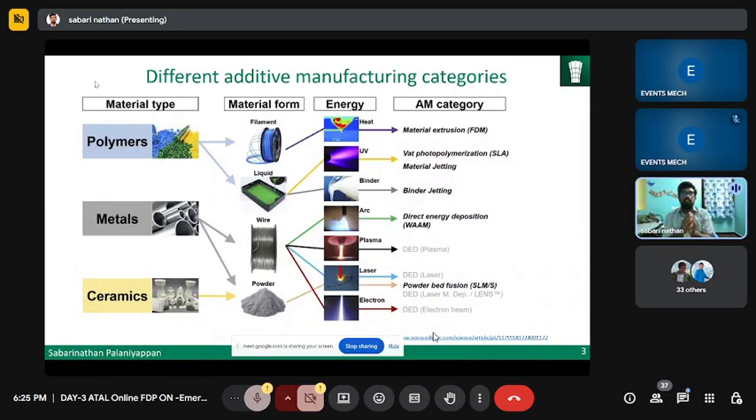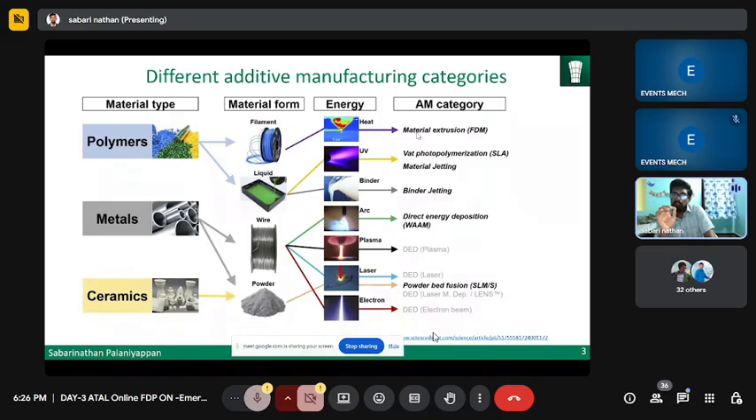Combining all these things, I will tell you the processes. The first one is the material extrusion process, which is nothing but the FDM process. In this process they use two different forms of material: one is filament, another is pellets. Another one is paste. The paste method is a direct ink writing method.